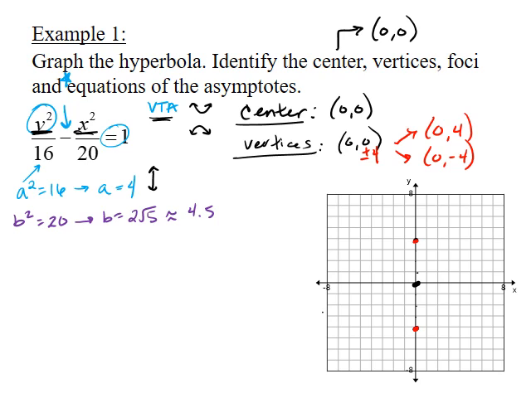Now, remember, we're going to be making this little reference rectangle, or a little box is what I often refer to it as. So once we have a, then we will do b. So from the center, we're going to go to the right 2 root 5 and to the left 2 root 5, which is really about 4.5. Now that I have this, I'm just going to lightly sketch in a little box.